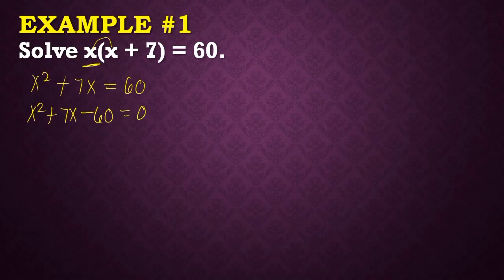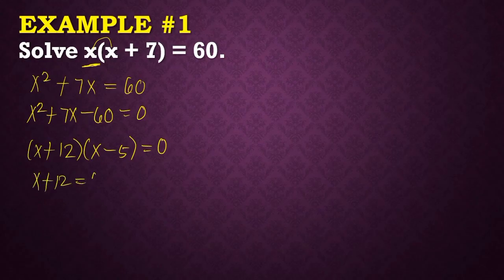Now, using factoring method, ipa-factor natin yung equation. So what are the factors of negative 60 that will give a sum of 7, the coefficient of the middle term? So that is 12 and negative 5. So susulat natin siya as x plus 12 times x minus 5 is equal to 0. Now, we equate each term to 0. So x plus 12 equals 0, tsaka x minus 5 is equal to 0.